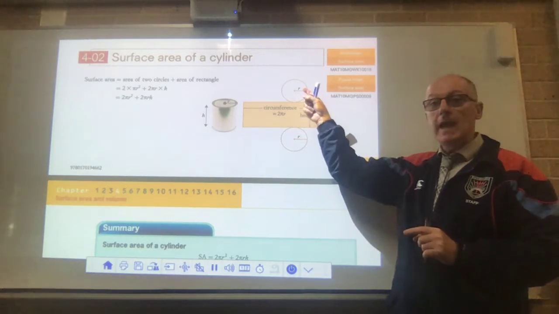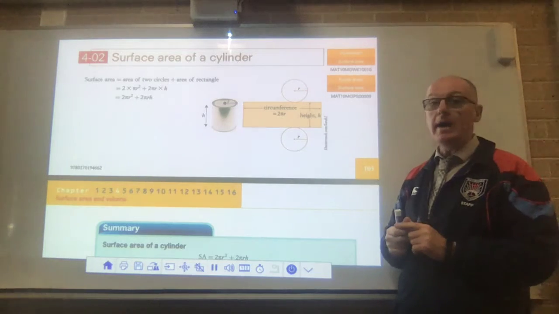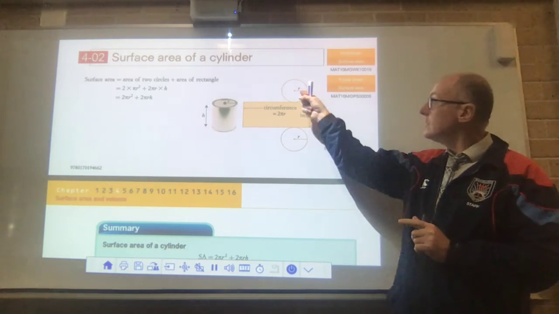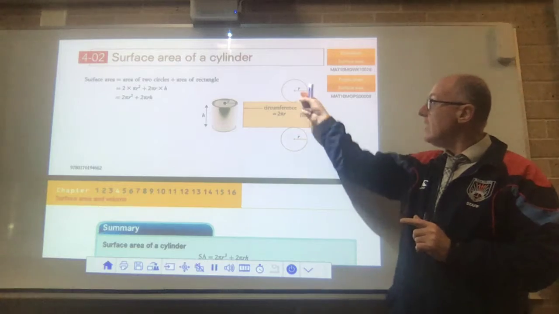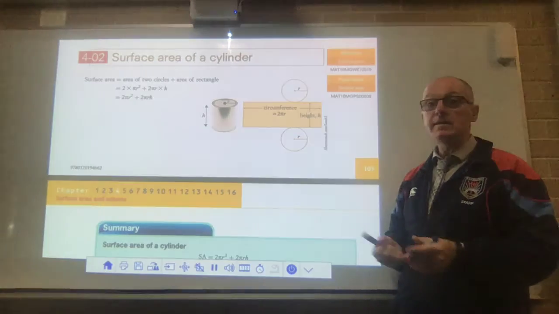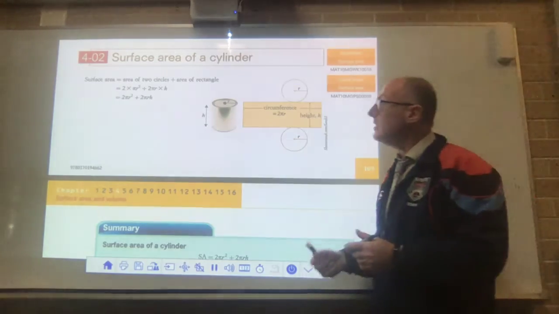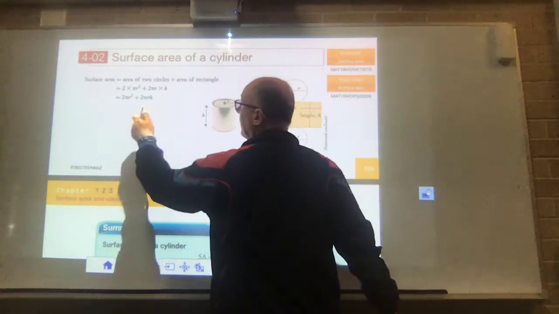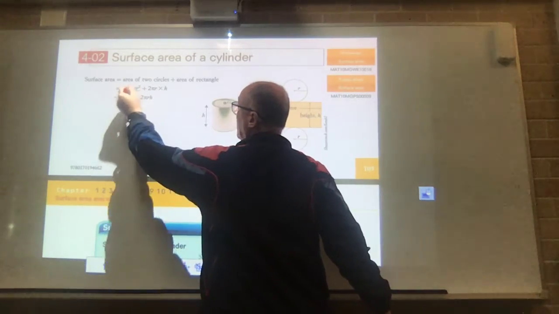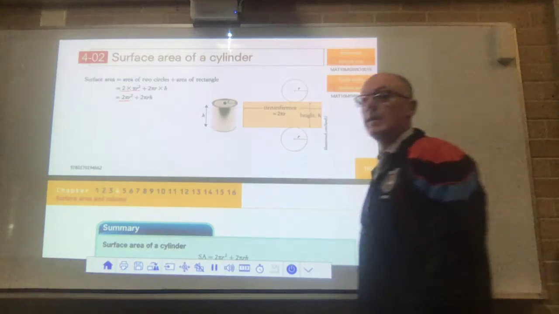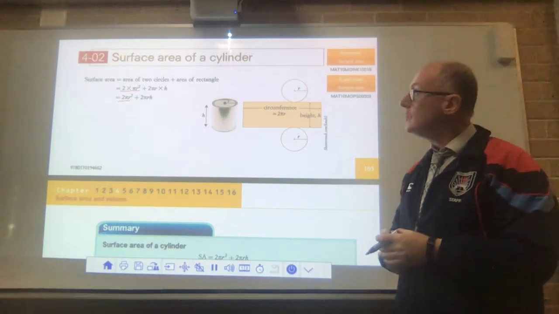We know that the area of any circle is pi r squared. So if there are two circles, then the area of the two circles is 2 pi r squared. And you can see in the formula that the first part there is 2 lots of pi r squared, so two circles.